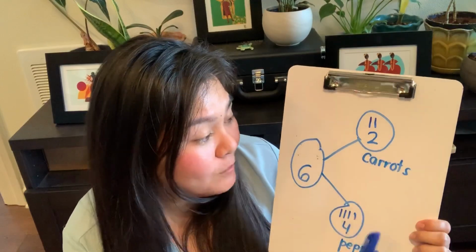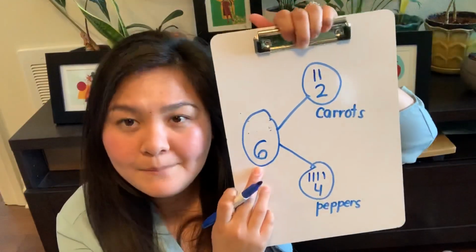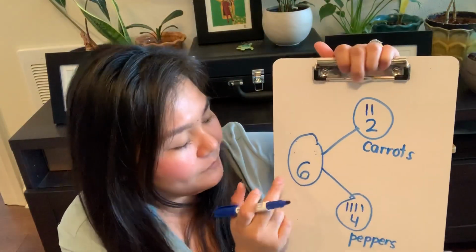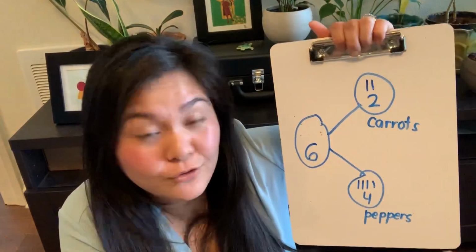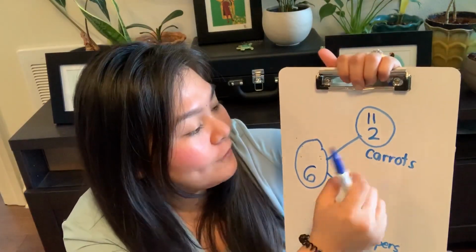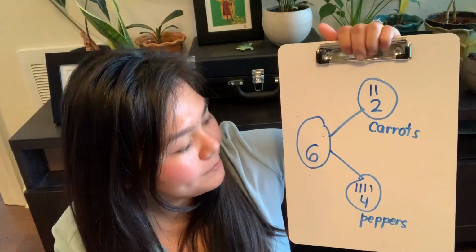O'Connor harvested 6 vegetables, 2 were carrots, and 4 peppers. I'm going to add these 2 parts to make sure it equals 6. So I'm adding 2 and 4. I'm going to count on using that strategy of holding 2 in my brain, or that quantity or number in my brain, and I'm going to add on 4. So 2, 3, 4, 5, 6. 6 is equal to 6. They're the same. So I know that my 2 parts equal the 6 vegetables. So we know that one answer could be that Mr. O'Connor harvested 2 carrots and 4 peppers.